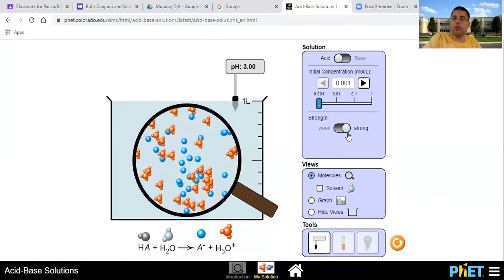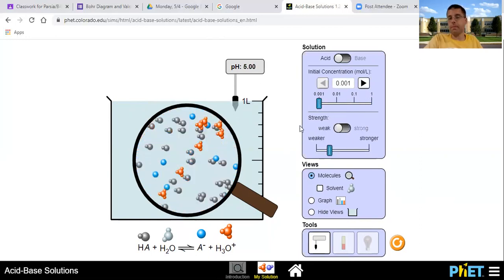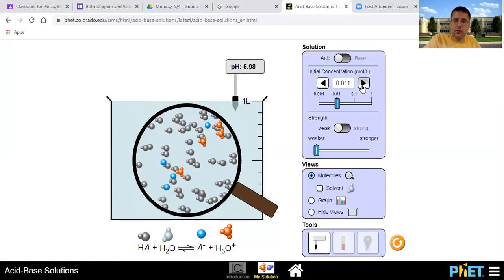let's use a weak acid. Weak acid. Drop it in. What do you see? I keep getting undissociated material. Now, what do you notice? It's still dropping in pH, but not as drastic. Why? Because there's just not much dissociation going on.